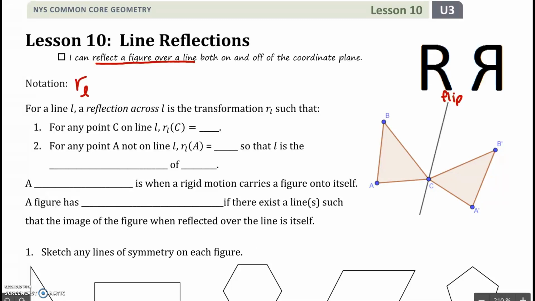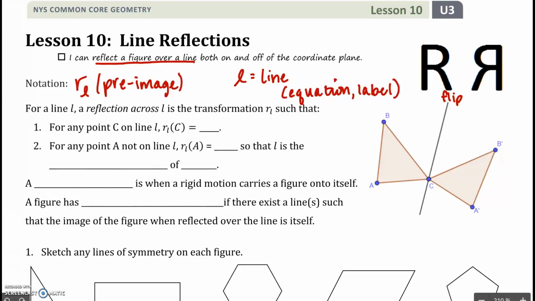Notation is going to be R sub L of your pre-image. Notice it's a lowercase r. And this L is going to be a line, and that can be in an equation or a label. It could be written a variety of ways.